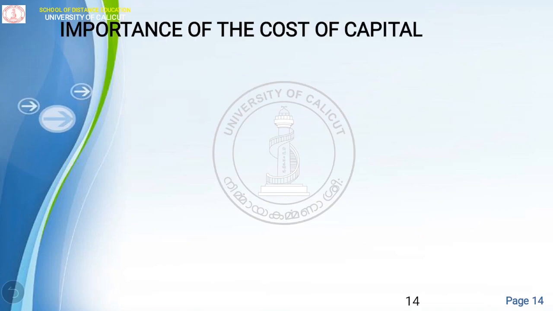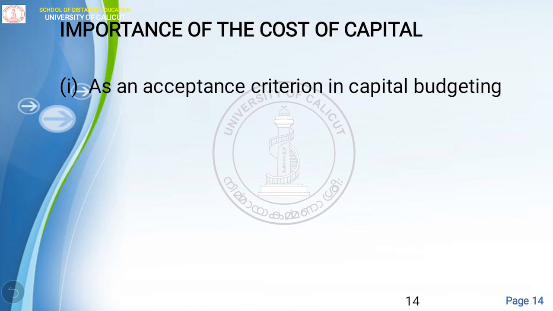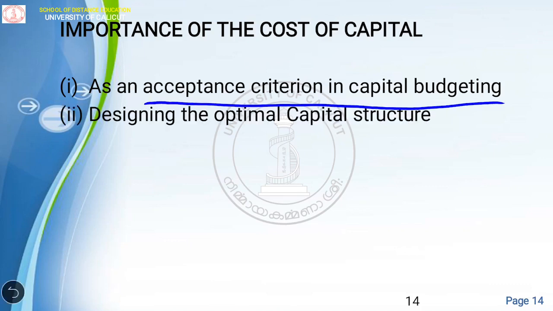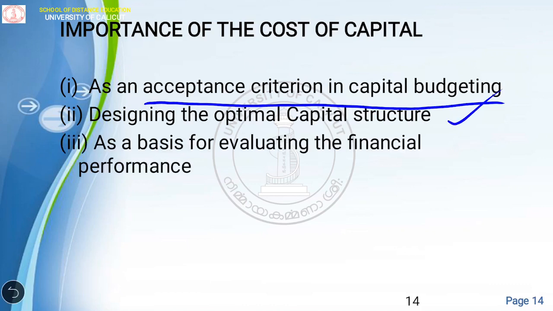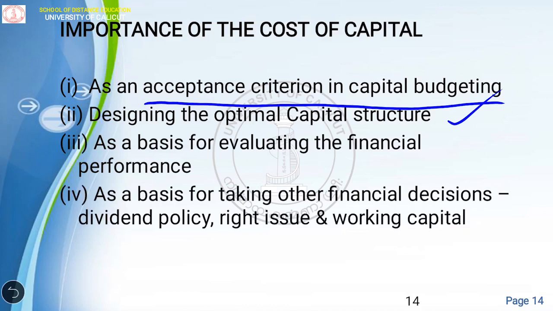Then, what is the importance of cost of capital? It is an acceptance criterion in capital budgeting. In designing the optimal capital structure, cost of capital should be identified and analyzed. It is a basis for evaluating the financial performance of the organization. It is also a basis for other financial decisions like dividend policy, risk issues, and working capital issues, so cost of capital should be analyzed.